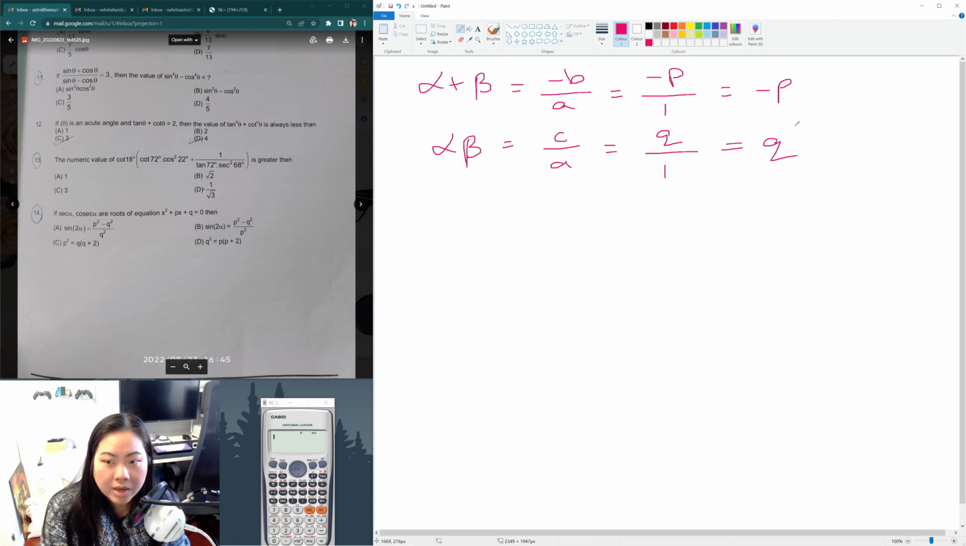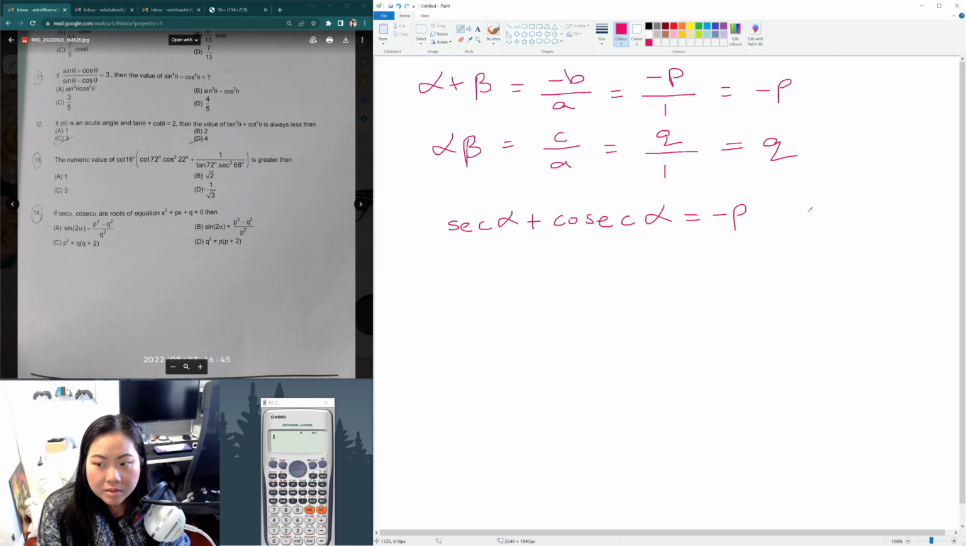Okay, we are also told that these are the roots. So the sum of the roots, which we know is negative p, and then the product of the roots, oh my goodness, I should learn to write smaller, is q. And where did I go from here?